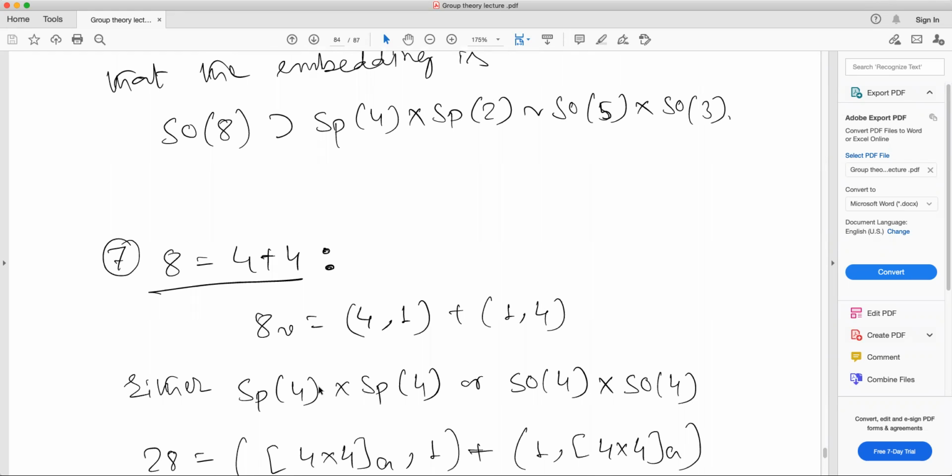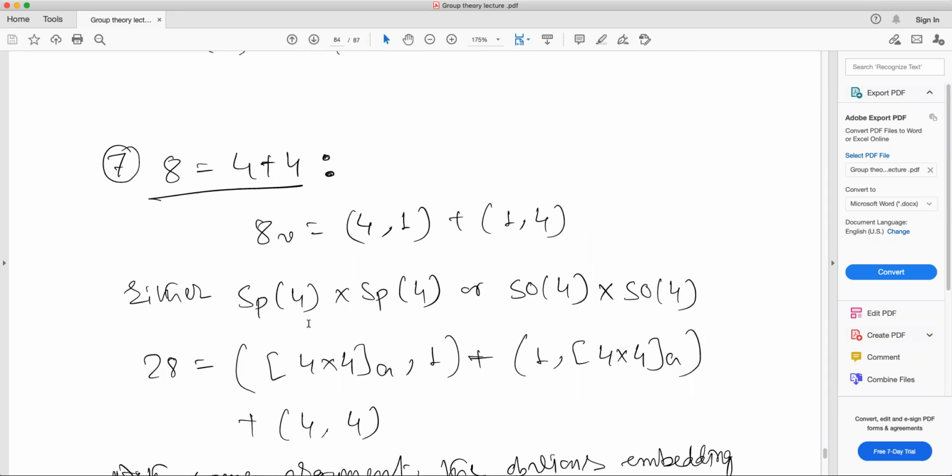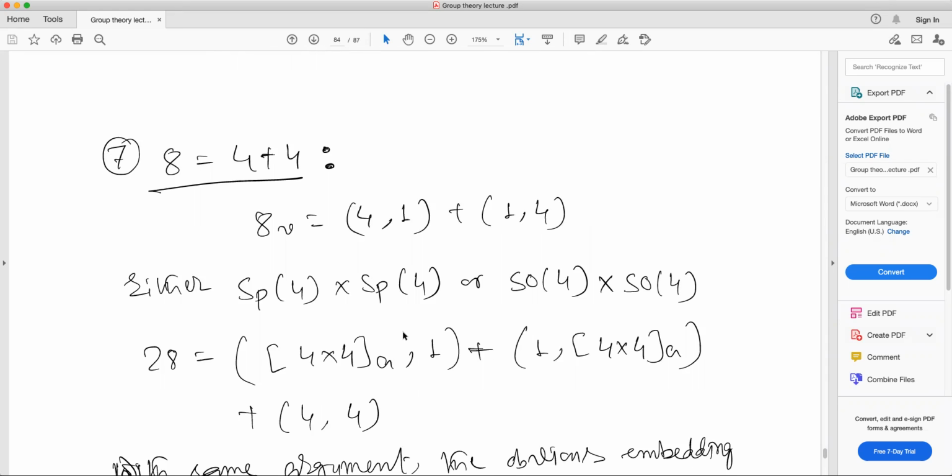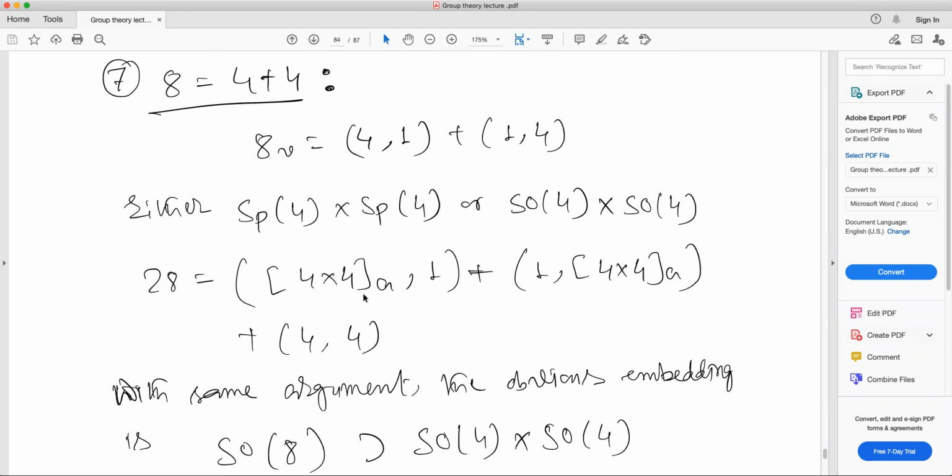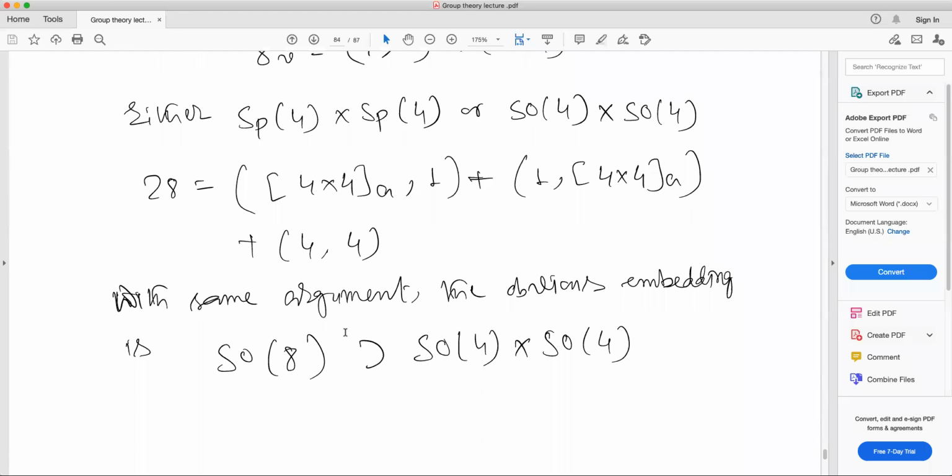Now, this 4 plus 4 combination can be thought of as a 4, 1 and 1, 4. Either it's like SP4 cross SP4 or SO4 cross SO4. Again, we can write it down as a 4 cross 4 antisymmetric, 1 plus 1, 4 cross 4 antisymmetric. With the same argument, the obvious embedding would be SO4 cross SO4 because this lies in the antisymmetric part and is accompanied by the singlet of the other one. So these two tell you that this embedding would be SO4 cross SO4.